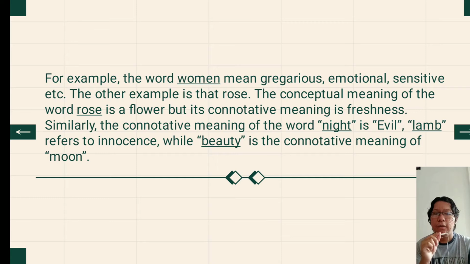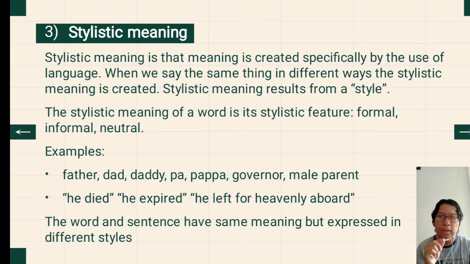Similarly, the connotative meaning of the word night is evil. Lamb refers to innocence, while beauty is the connotative meaning of moon. We move to stylistic meaning.